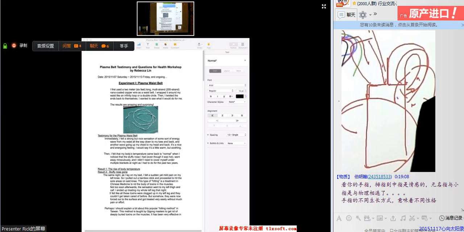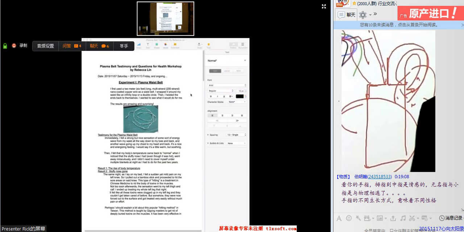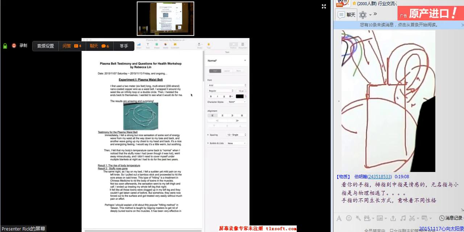regarding a plasma belt testimony and questions for the health workshop by Rebecca Lynn. And it's been submitted by one of our participants here in the workshop called E equals MC squared. So the experiment, I can read just what it is here, and you can sort of read through with me perhaps. There are actually 3 parts of this testimony.